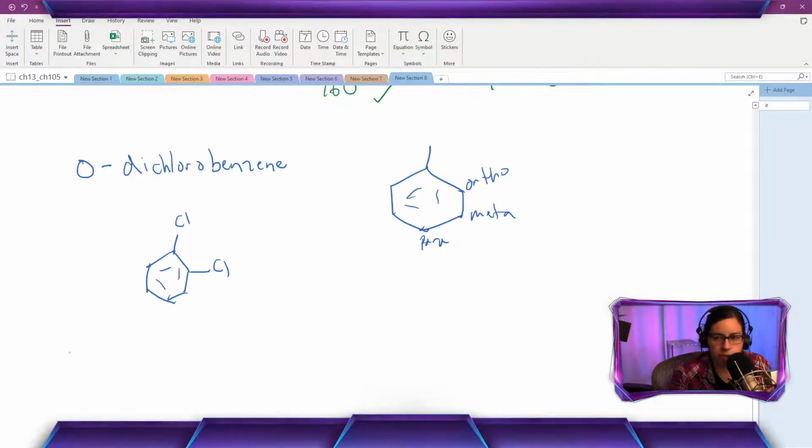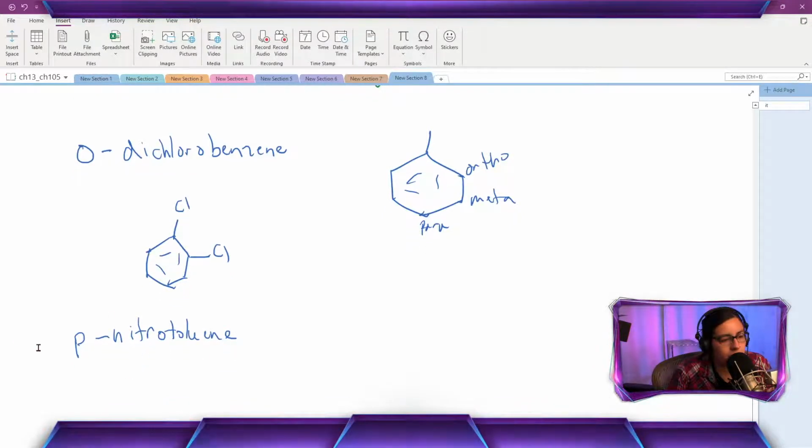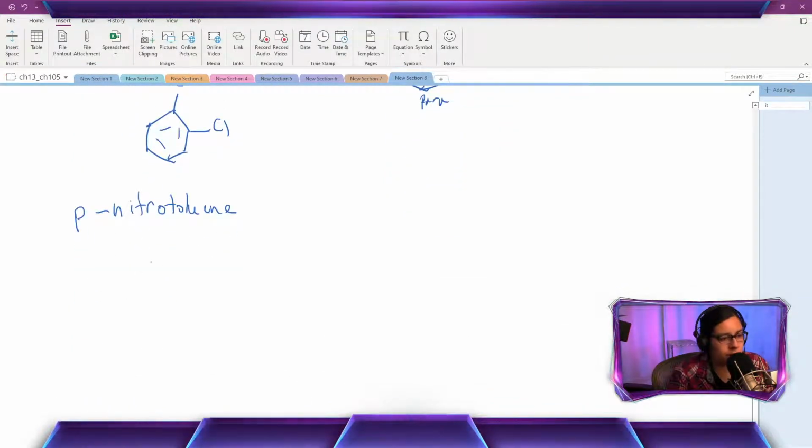So another one that's similar to this, if you were to see p-nitrotoluene, let's break that down. Now we're starting with toluene, so let's draw toluene out. Toluene is that methyl-substituted benzene. And now we want our nitro to be in the para position to our toluene, so that's going to give us NO2 there, across from that methyl group.